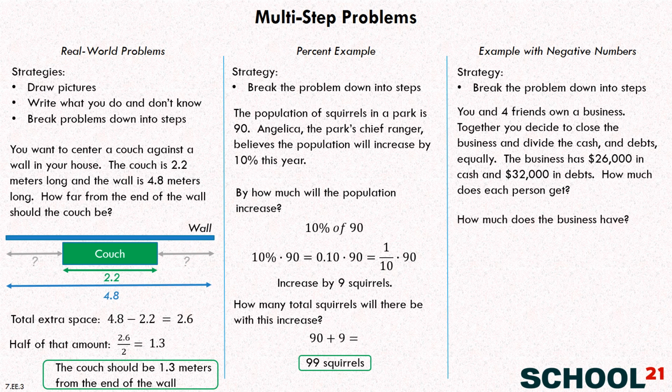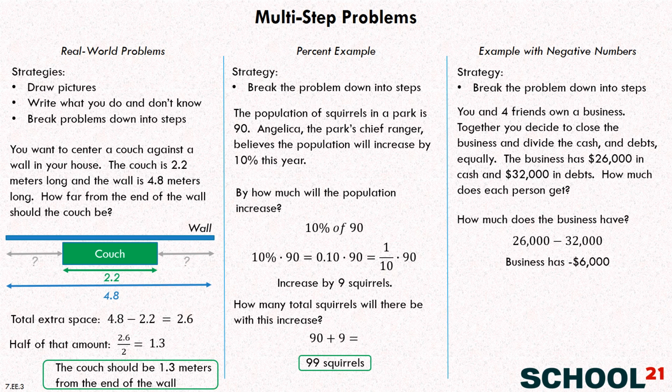Let's first say, how much does the business have? How would you calculate that? Well, it has $26,000 in cash, but it has $32,000 in debts. How would you make a calculation to get to one number there? I would say 26,000 minus 32,000. Yeah, good. So let's do the math there. What is 26,000 minus 32,000? Negative 6,000. So the business has negative $6,000.